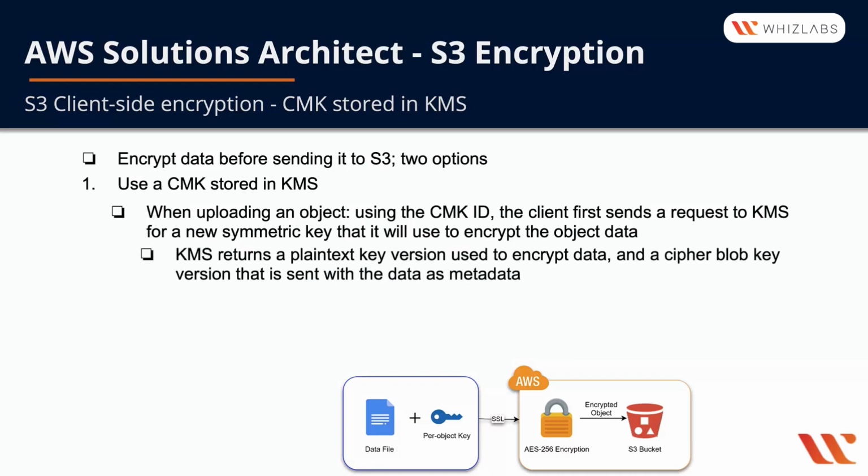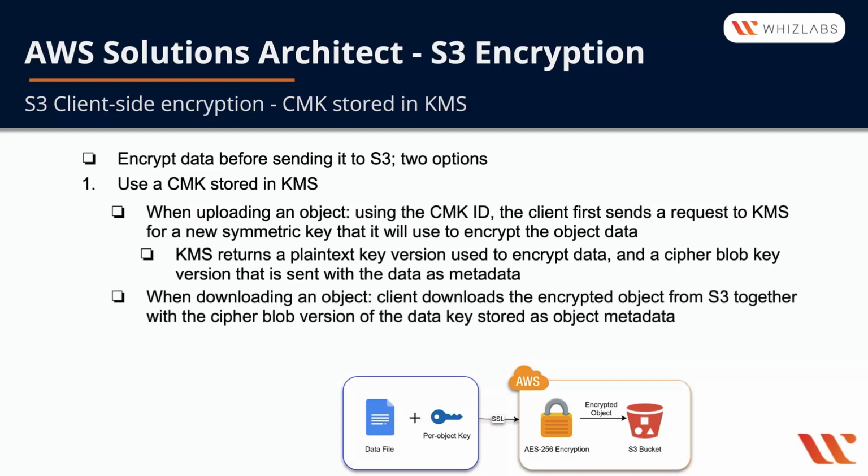And then KMS returns a plain text key version used to encrypt the data and a cipher blob key version that is sent with the data as metadata. So that's how you upload an object, and then you get back your key from KMS. And then when downloading an object in this CMK stored on KMS technique, the client downloads the encrypted object from S3 together with the cipher blob version of the data key that is stored as metadata. So this metadata is flowing back and forth between the client and KMS.